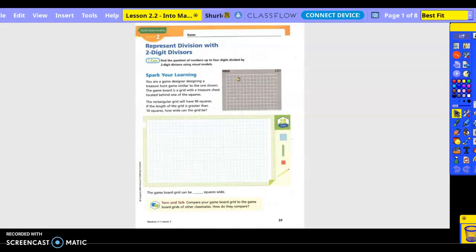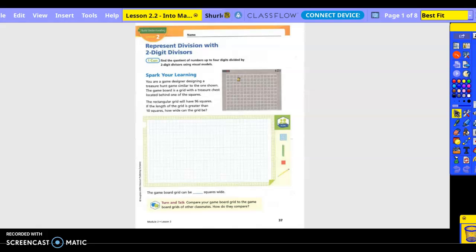Sixth grade math lesson 2.2, represent division with two-digit divisors. I can find the quotient of numbers up to 4 digits divided by two-digit divisors using a visual model. Spark your learning. You are a game designer designing a treasure hunt game similar to the one shown.